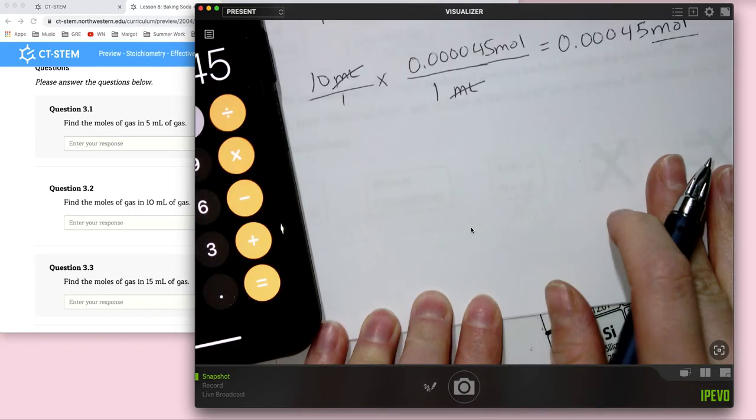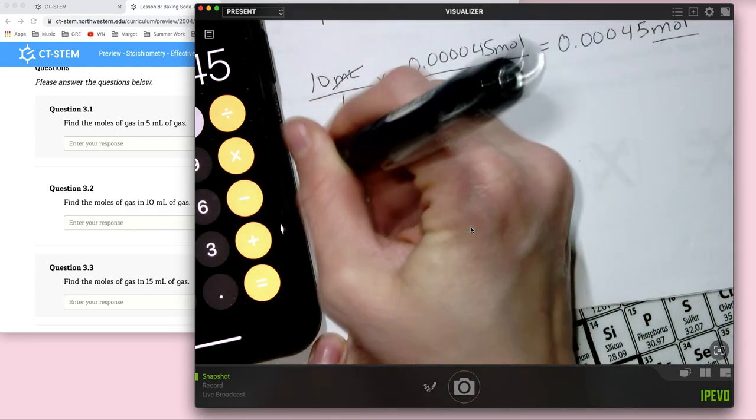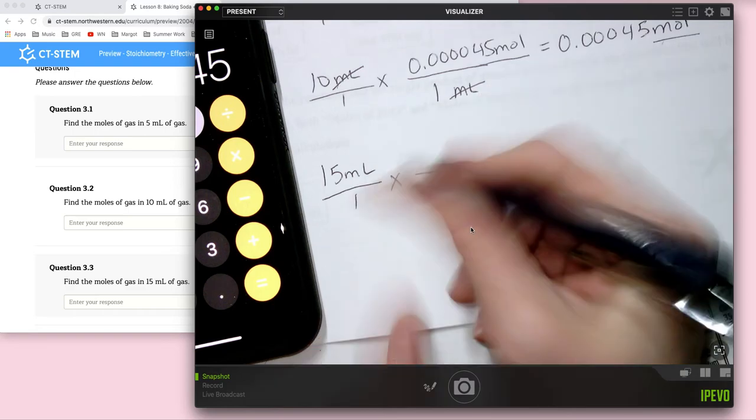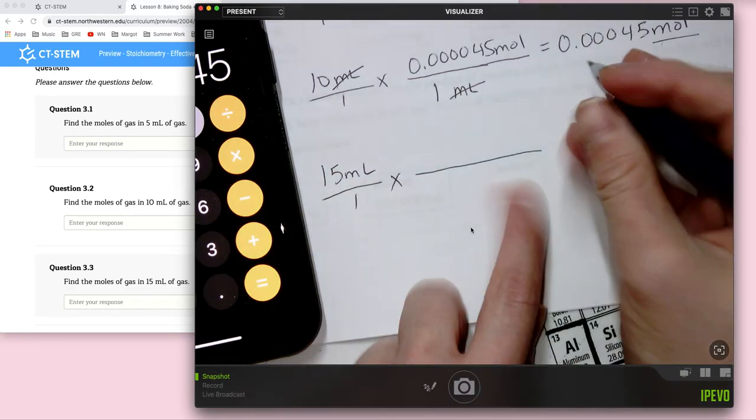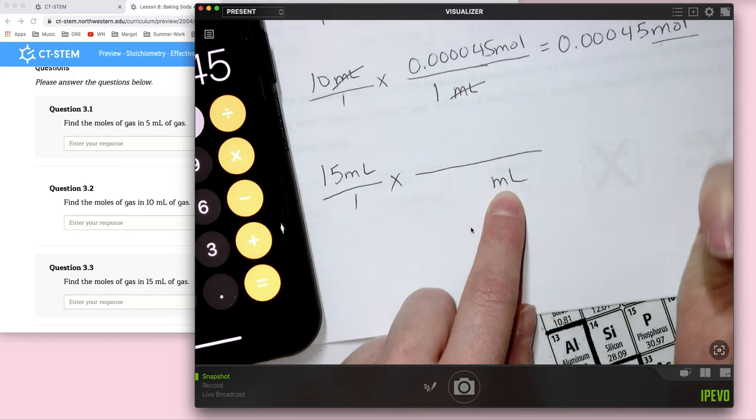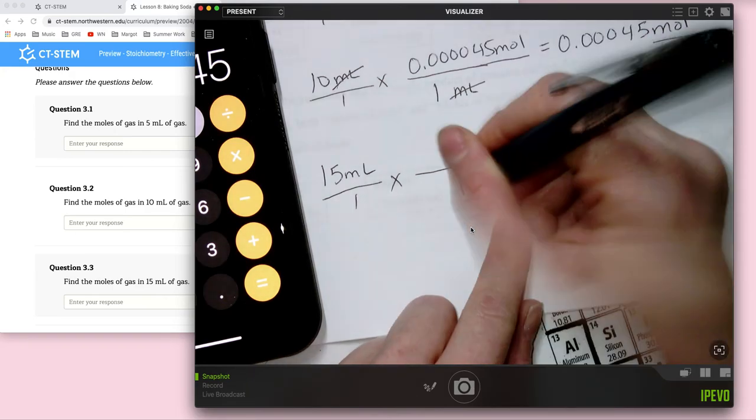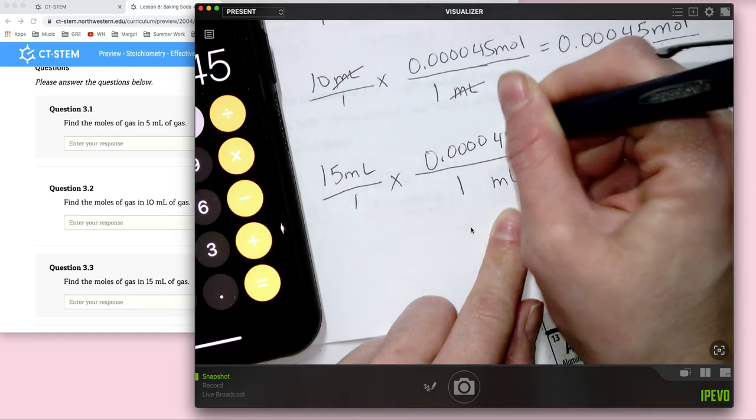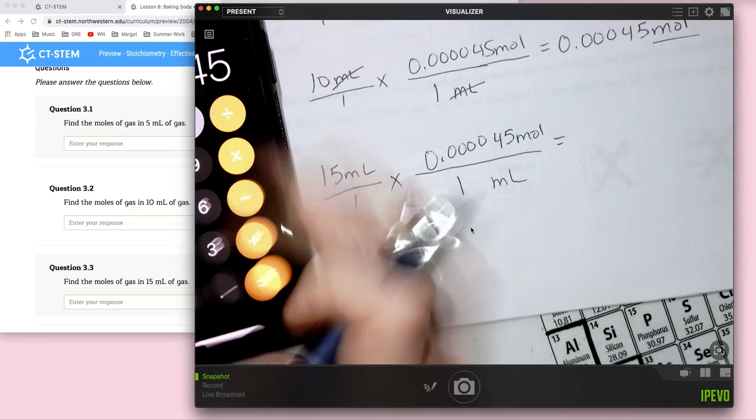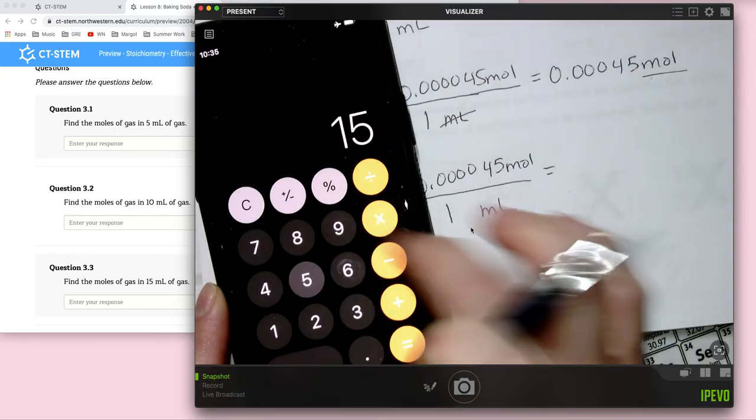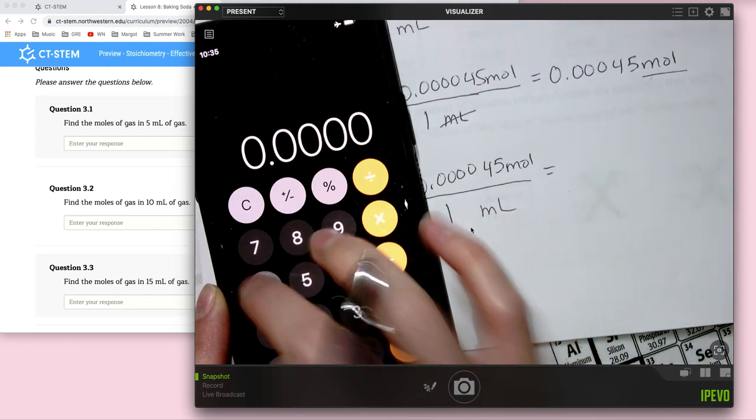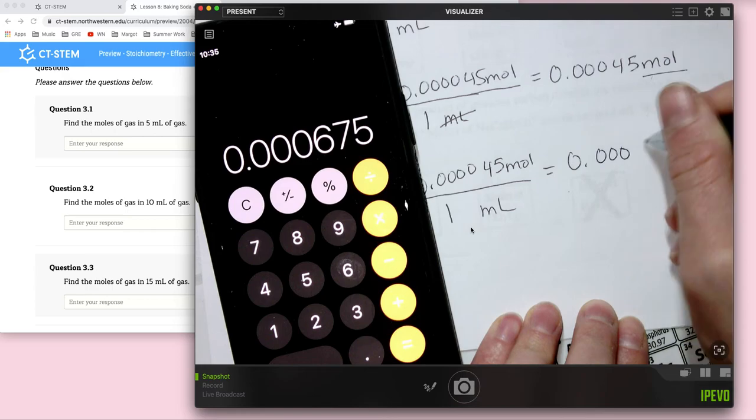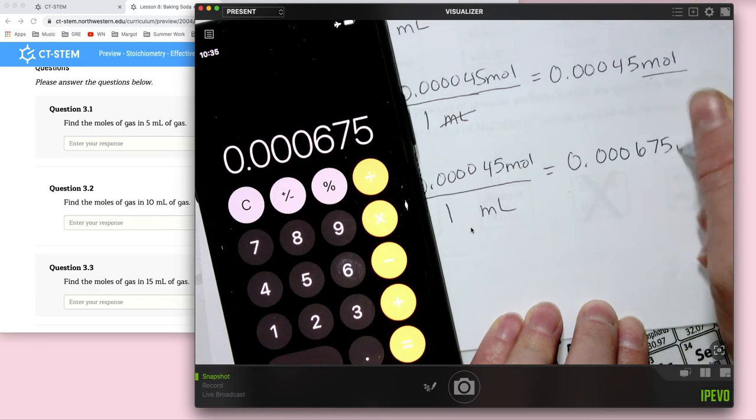The final one we're asked for is 15 milliliters over 1. So milliliter is at the top of this fraction, so at the bottom of the next is also going to be milliliters. 1 milliliter is equal to 0.123445 mole. 15 times 0.123445, and we end up getting 1.851675 moles.